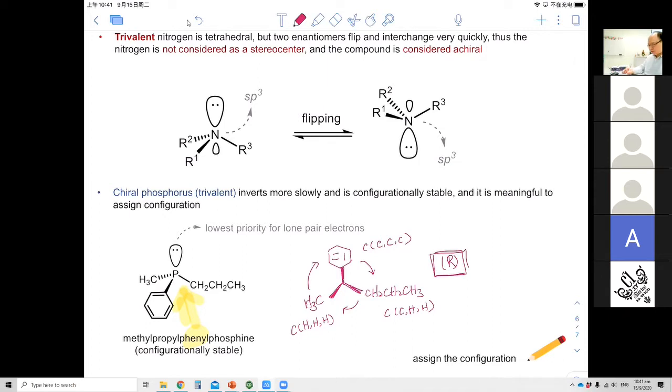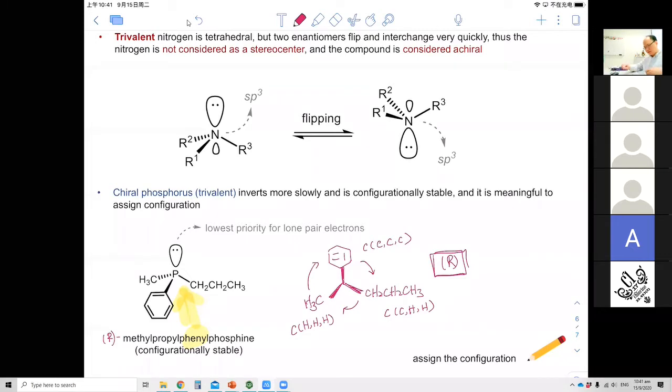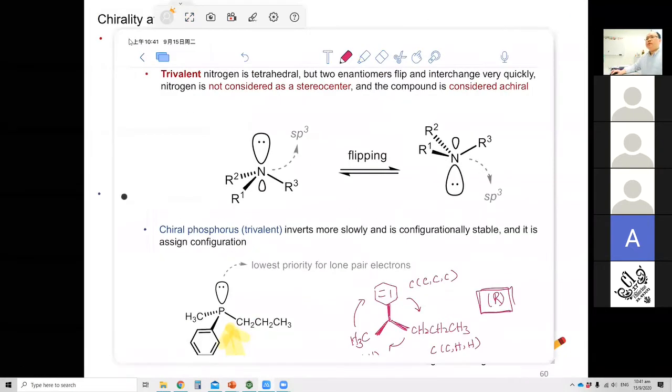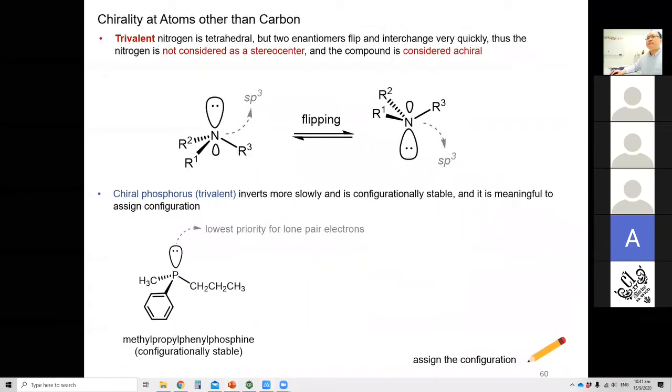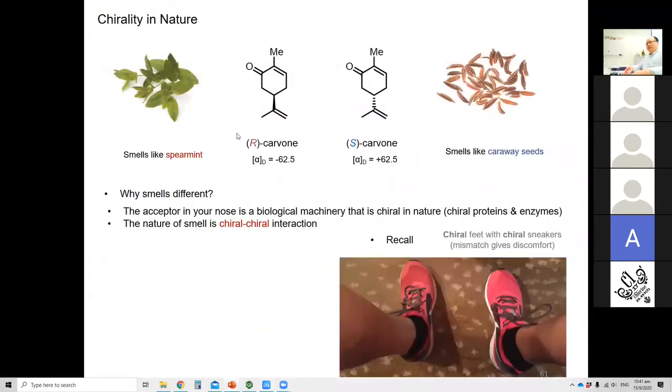So the full IUPAC name should be R-methylpropylphenylphosphine. It's a pretty easy one. Basically that's all for chapter 4, the content for chapter 4.